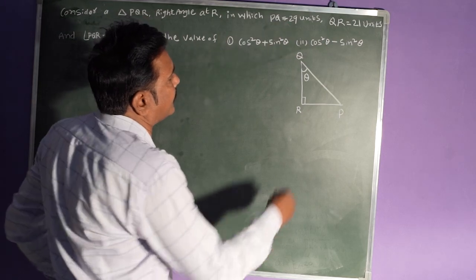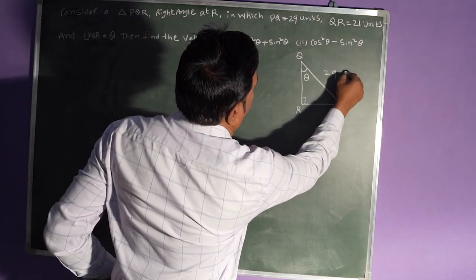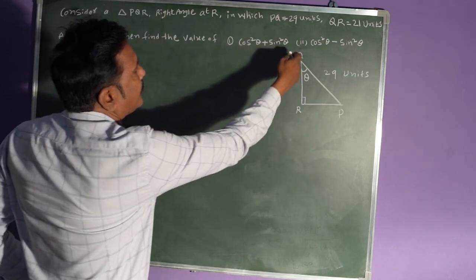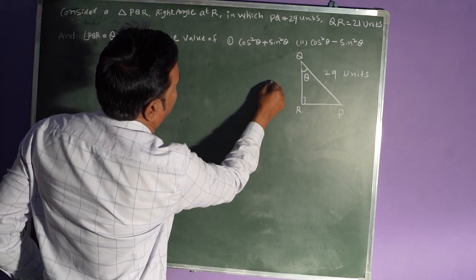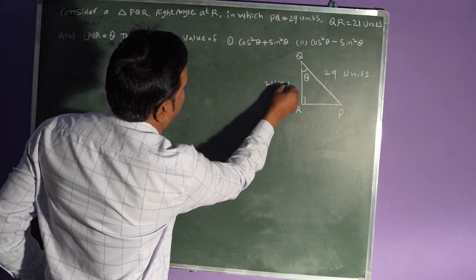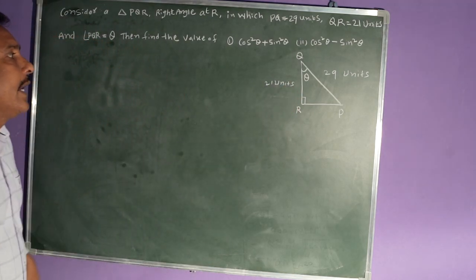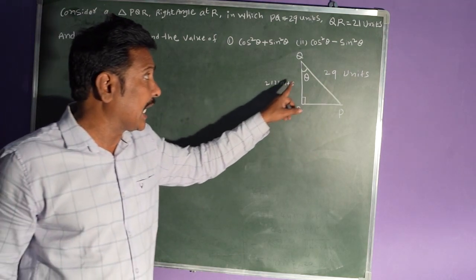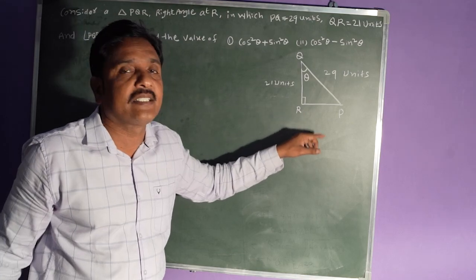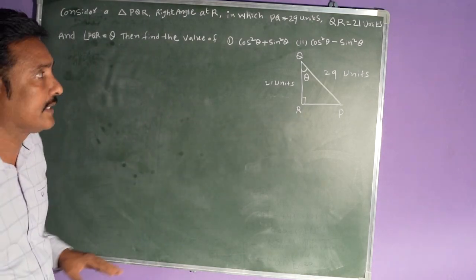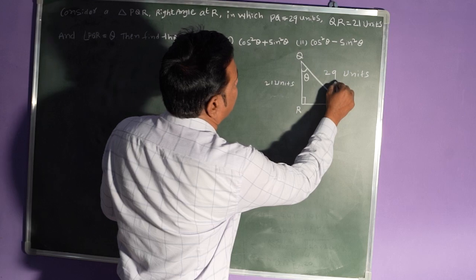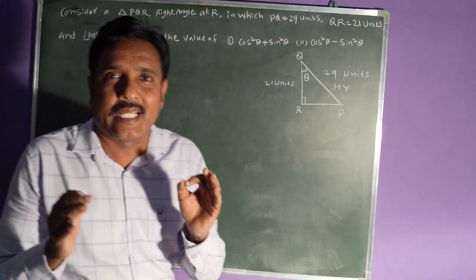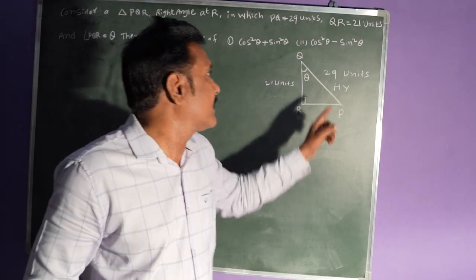PQ is given as 29 units. And the other one, QR, is also given. That one is 21 units. And not given is PR. Two sides are given, the third side is not given in this problem. Then the side opposite the right angle is always the hypotenuse. Okay, is it clear? Right angle opposite is always hypotenuse.